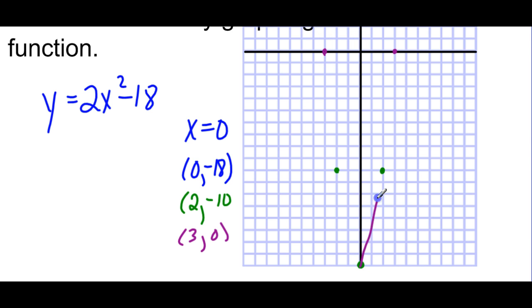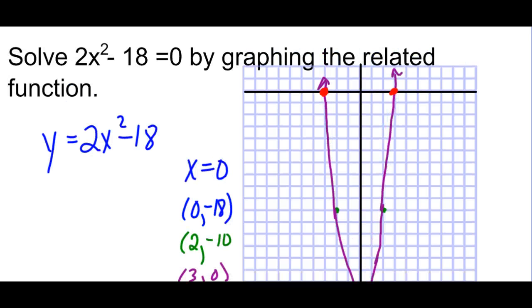Okay, so you can see my parabola is going to go right up here. Okay. And then on this side, right up here. Okay. Remember, we are looking for the x-intercepts. They're right here and right here. So if I wanted to solve this equation by graphing, these would be my solutions. 3 and negative 3. Okay?